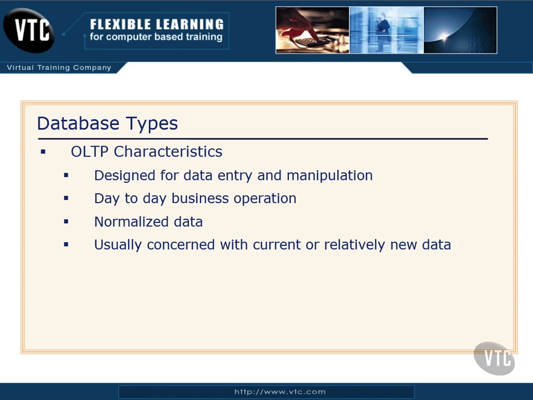Now this will be affected by the product you're selling or the service you're offering. If you're selling 49-cent widgets of some type, then relatively or current new data might be the previous 30 days. If you're selling jet airliners or battleships, then current or relatively new data could be the last 2 years. So that's going to be dictated by your data and the nature of your business.